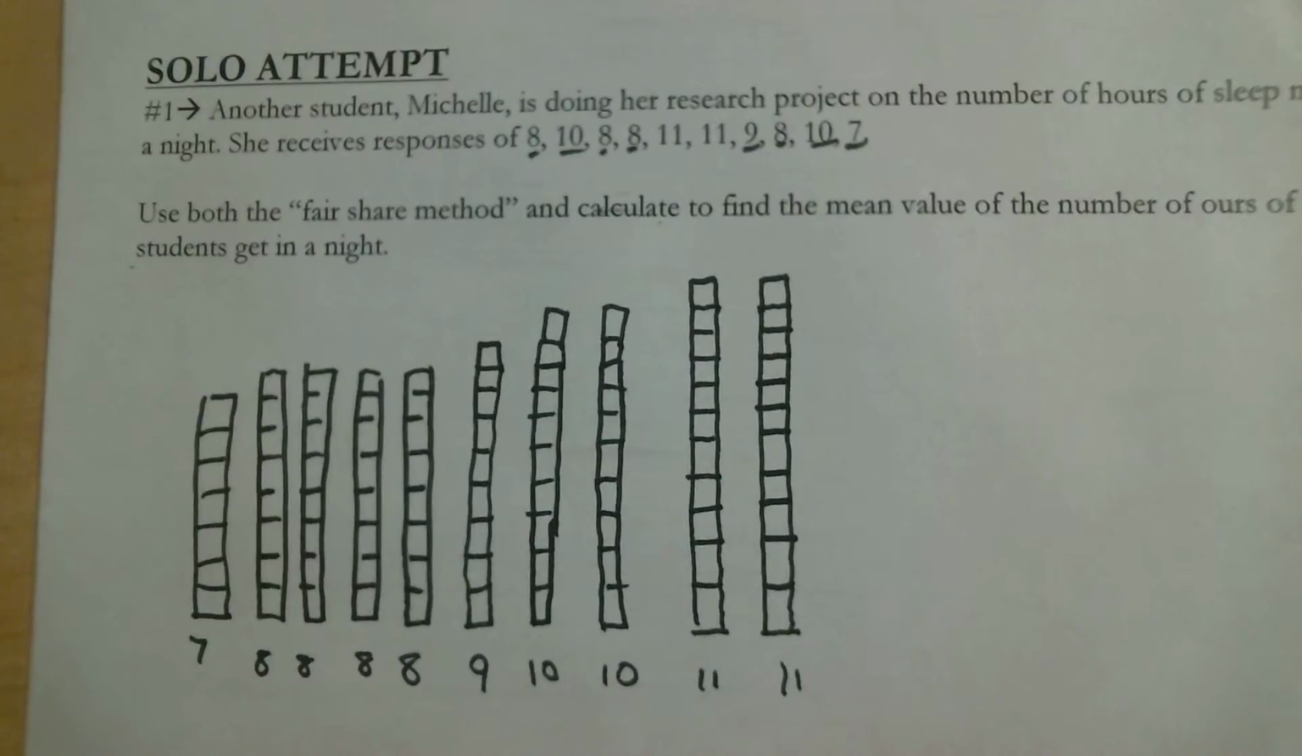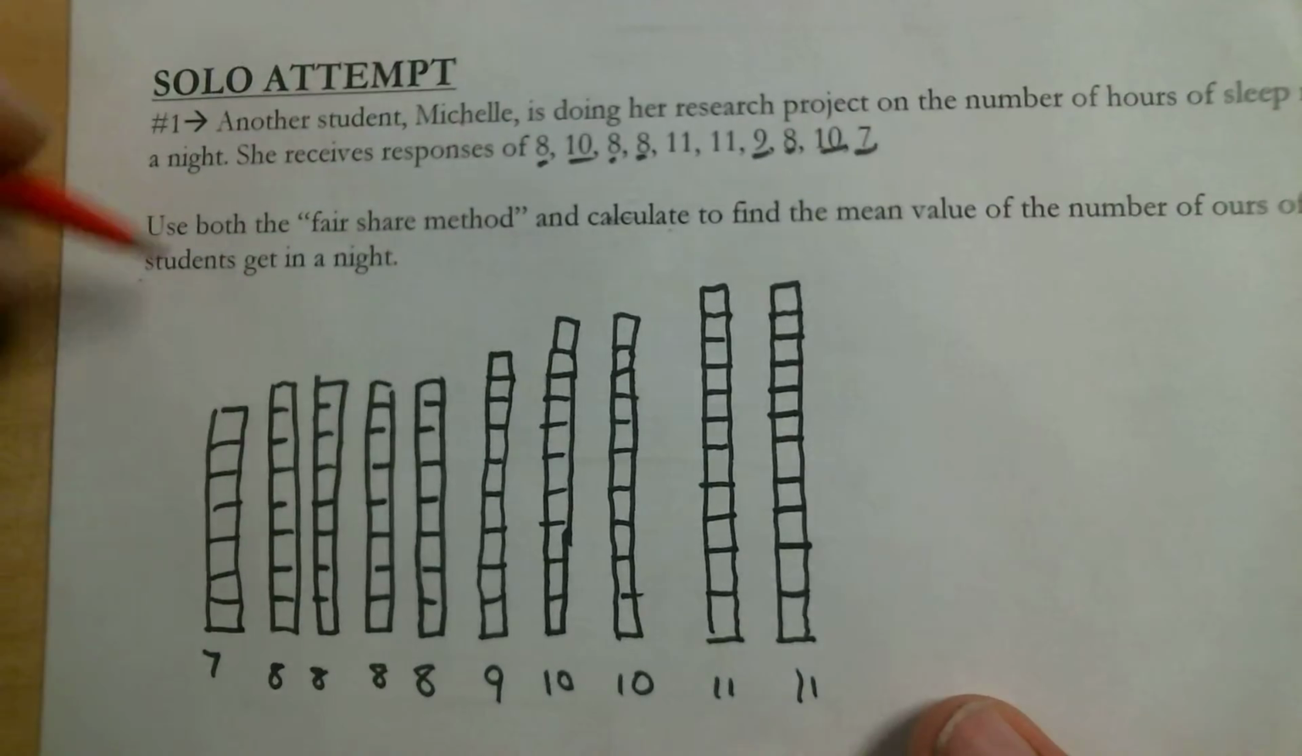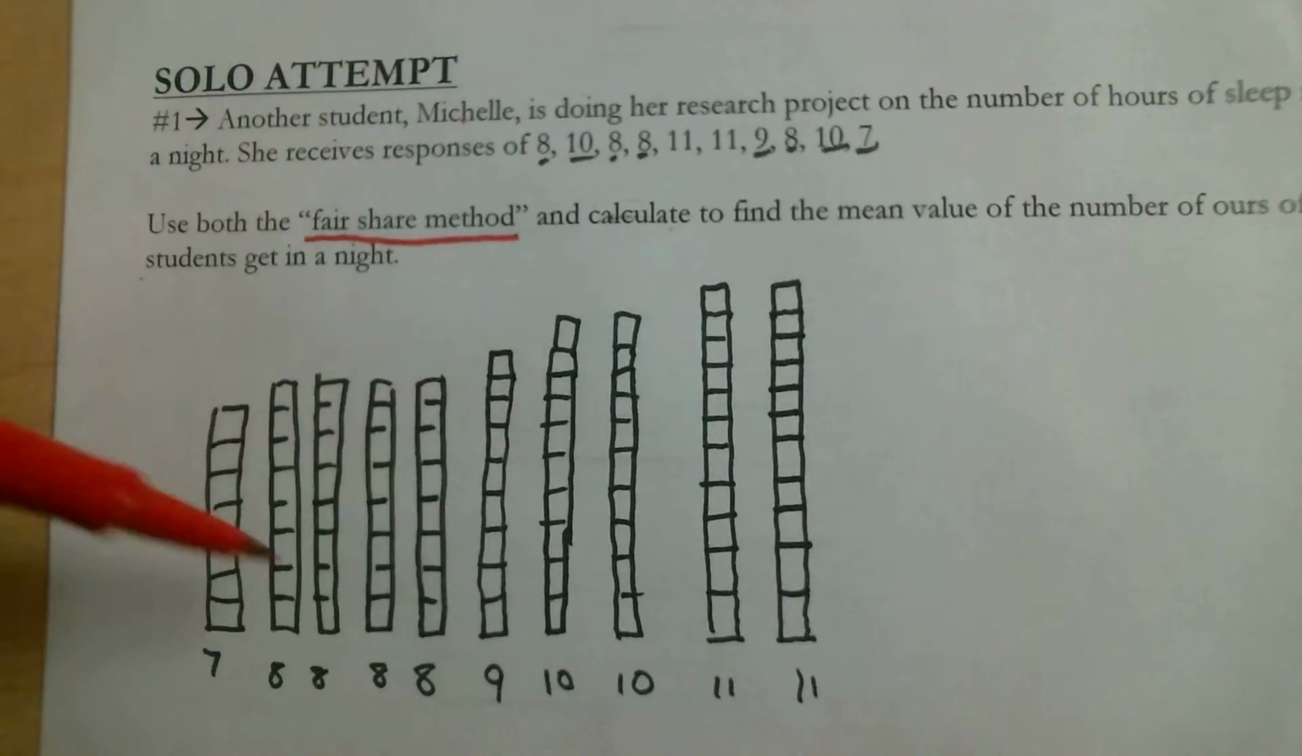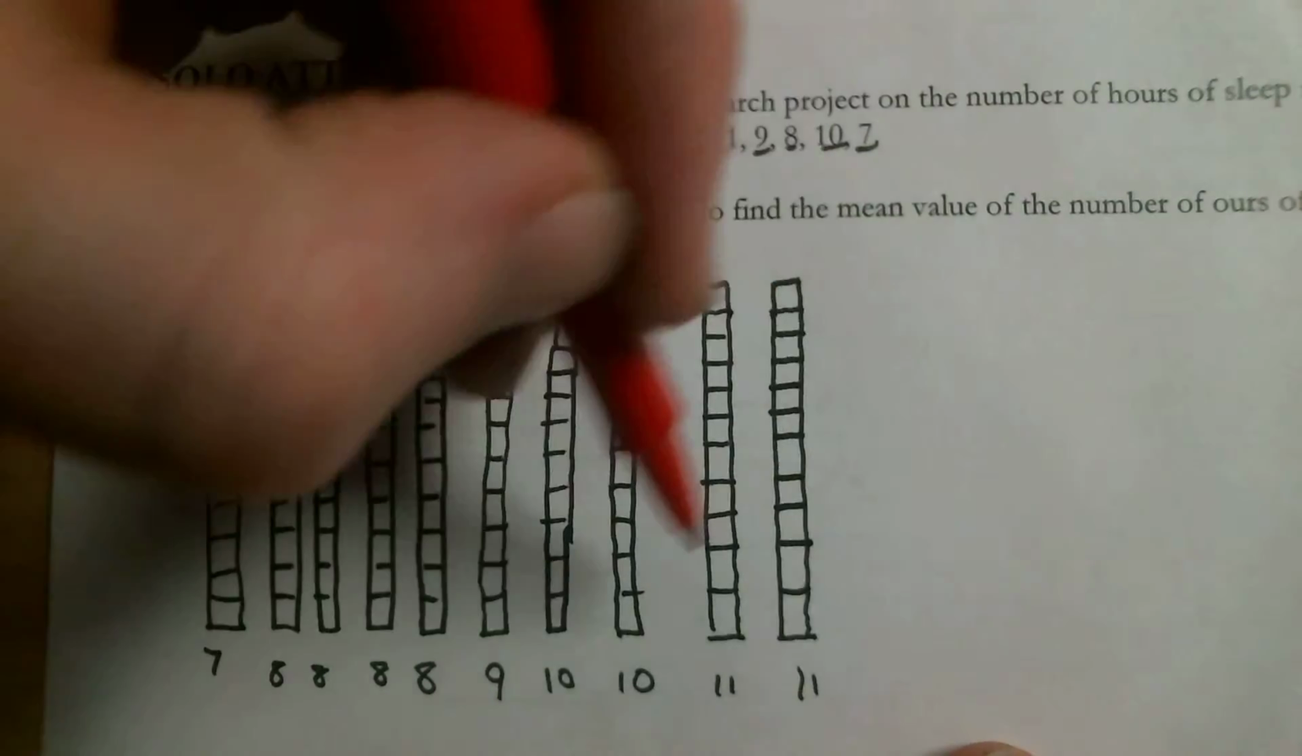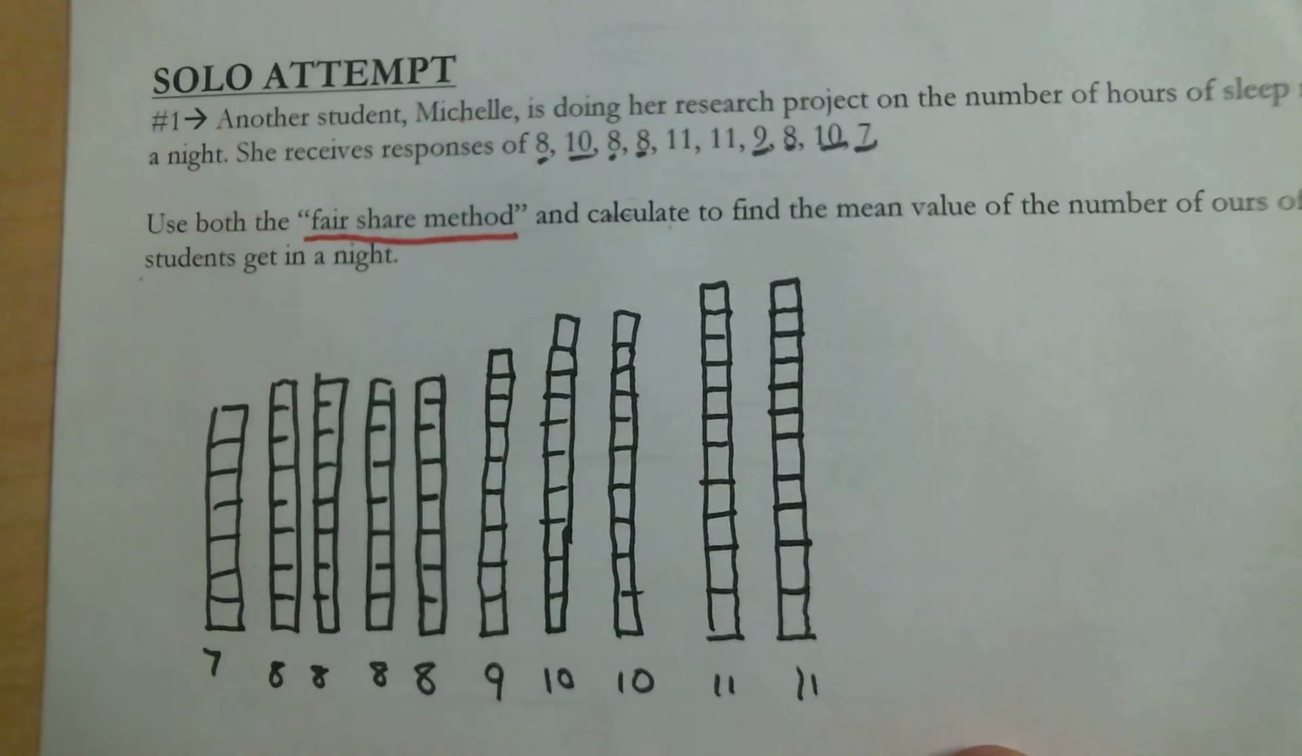Okay, so this is just a hint video for our solo attempt number one. And remember, the goal is to try to draw out your data first. This is our fair share method that I'm about to show. It might be helpful to use a different color here. So remember, the goal is to take all these. You want to keep each stick, but you want to even them out.